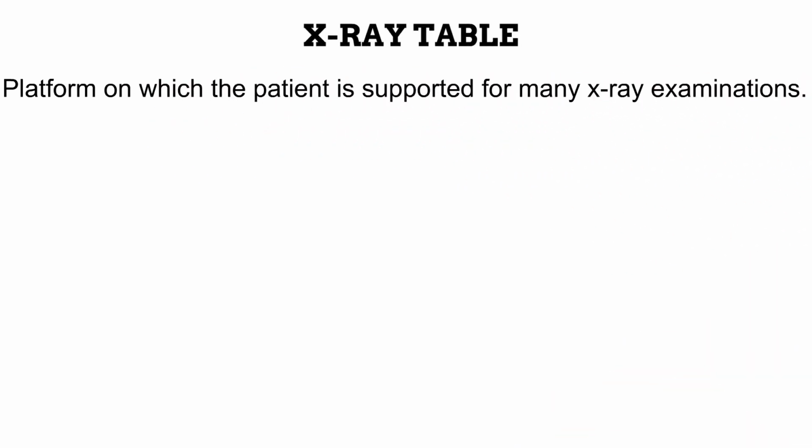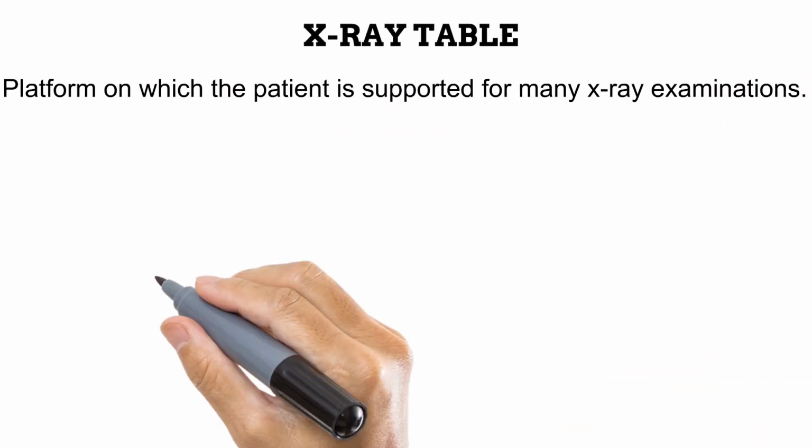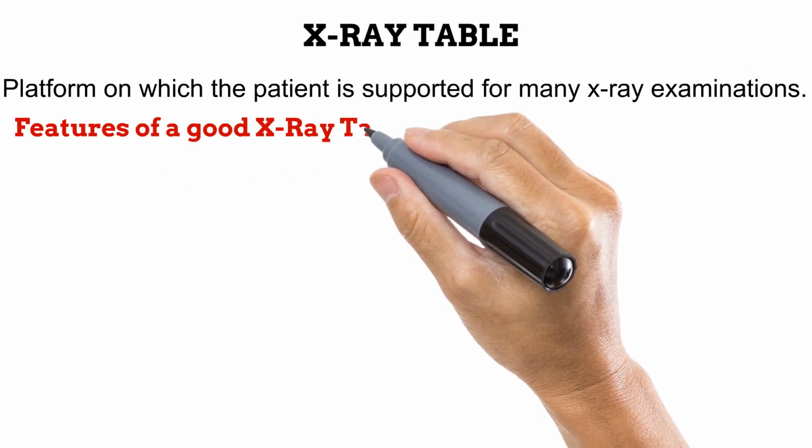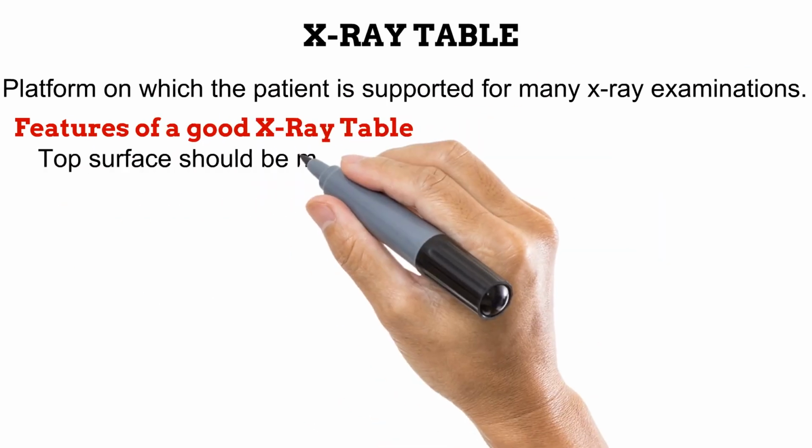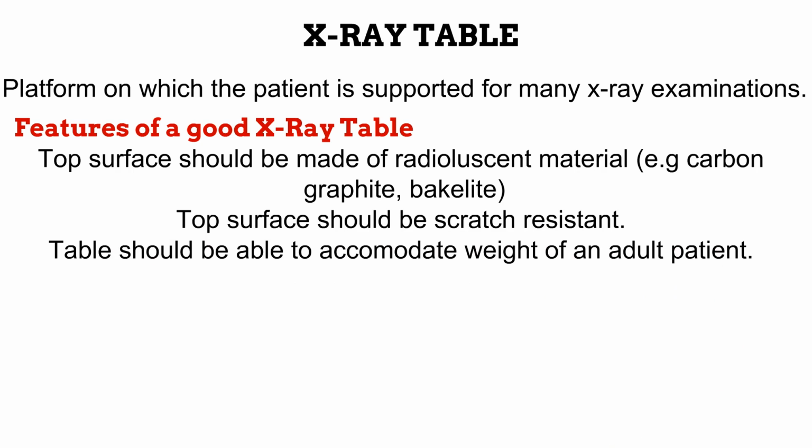This serves as a platform on which a patient is supported in many X-ray exams. A good radiographic table should have certain salient features. Its top surface should be made of a material that permits radiation to pass through, a radiolucent material. Examples of these include carbon graphite and bakelite.